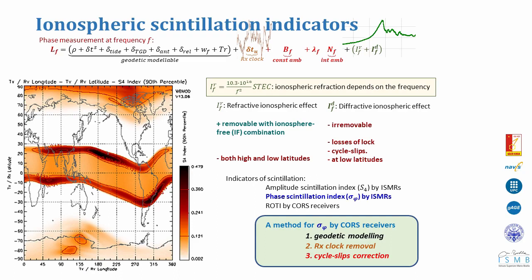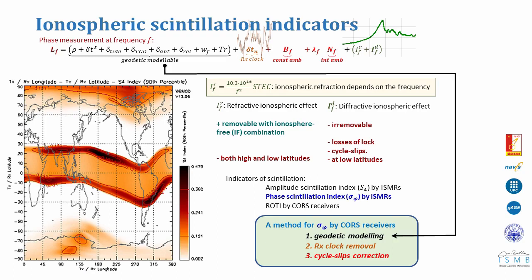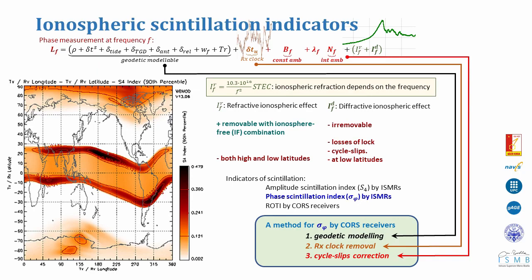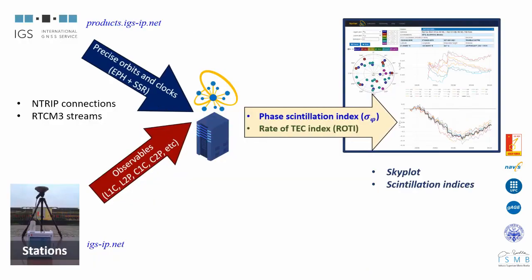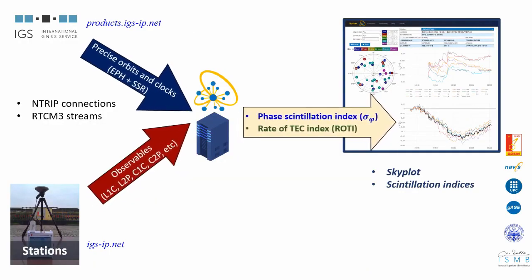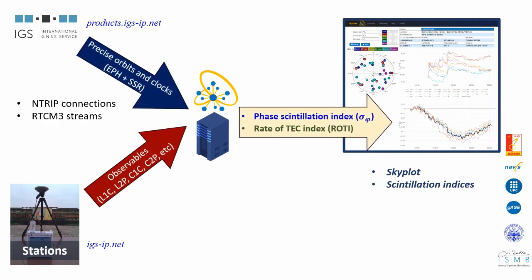And we have proposed a method to compute the phase scintillation index sigma phi for receivers of those well-distributed stations. First, we remove the modelable errors, and then the receiver clock bias, and finally the cycle slips correction. The wide distribution of stations and IGS real-time streaming services help us create a website to monitor the scintillation indices in real time. The real-time services of IGS provide us the precise orbits and clocks of all satellites.